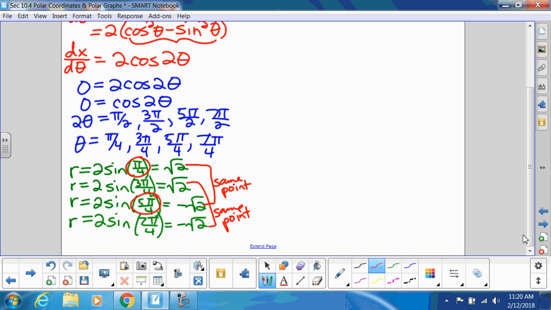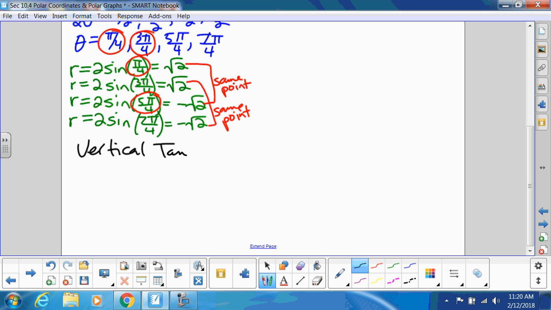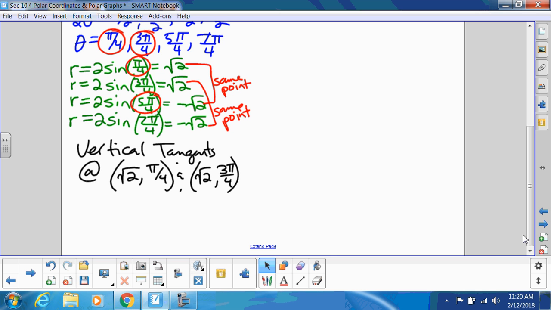So in this case, all we really need are this and this. Okay, we don't need the 5 pi over 4 and 7 pi over 4. But we did it anyway because we didn't know what the graph looked like. So we know that we're going to have vertical tangents at the points, so our radius is root 2 and pi over 4, and root 2 and 3 pi over 4. Okay, so that's our vertical tangents.